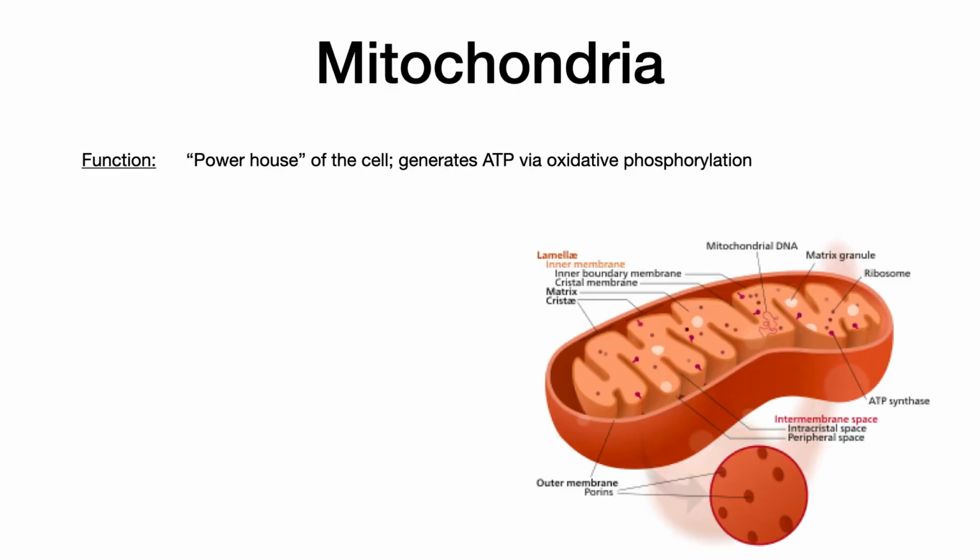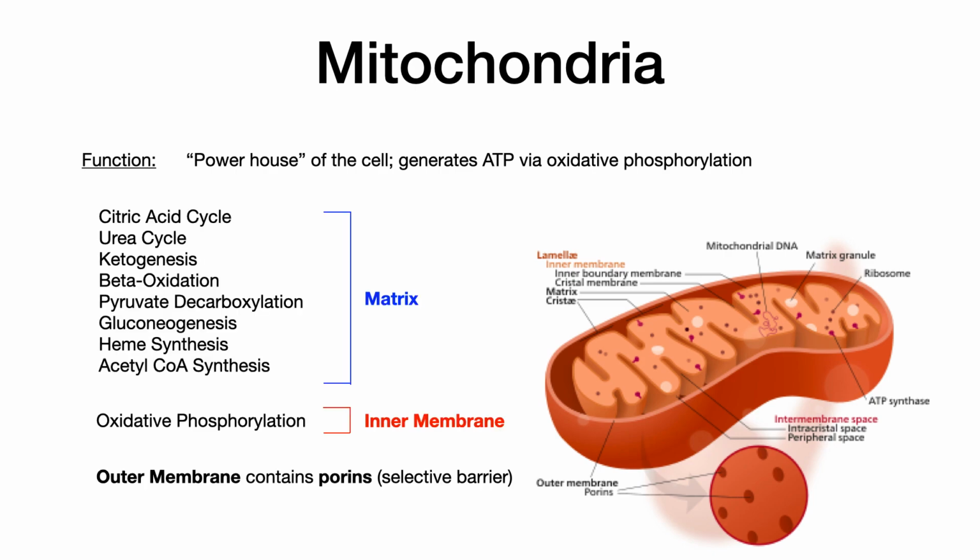Now let's talk about the mitochondria. The mitochondria is the powerhouse of the cell. It's referred to as the powerhouse because it generates ATP, specifically through oxidative phosphorylation. So we're talking about the electron transport chain. The mitochondria has very, very important biochemical functions. These functions occur in the matrix, but also in the inner membrane.